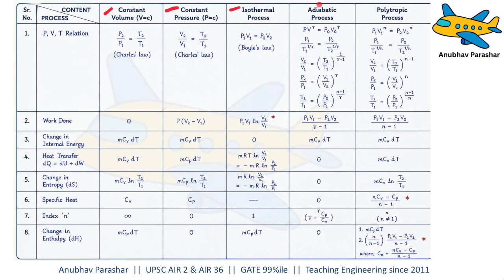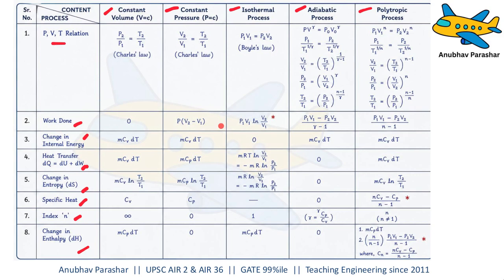On the top, you can see different processes: constant volume, constant pressure, isothermal, adiabatic, and polytropic process. And on the left hand side, you can see the different parameters like the PVT relation, the work done, change in internal energy, heat transfer, change in entropy, specific heat, the index n, and change in enthalpy.